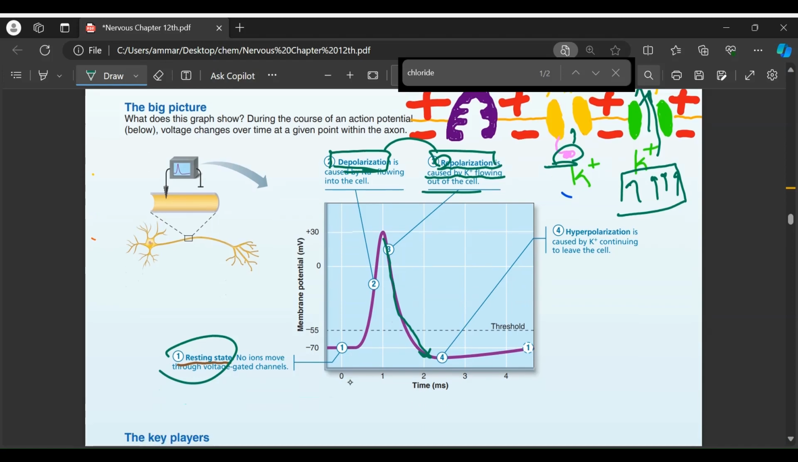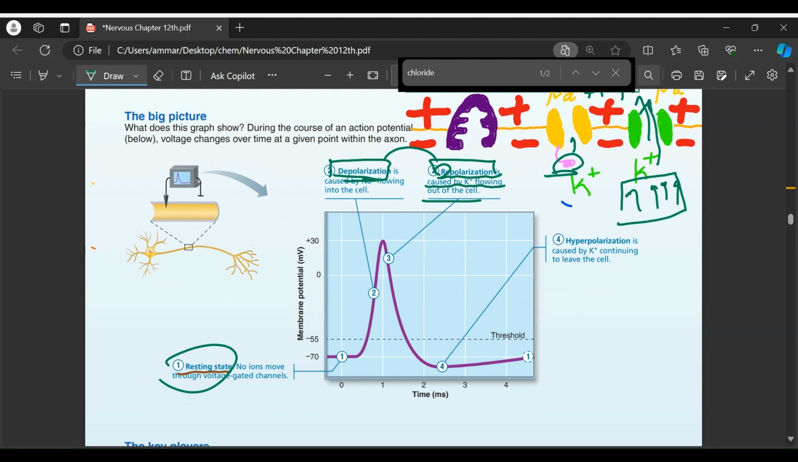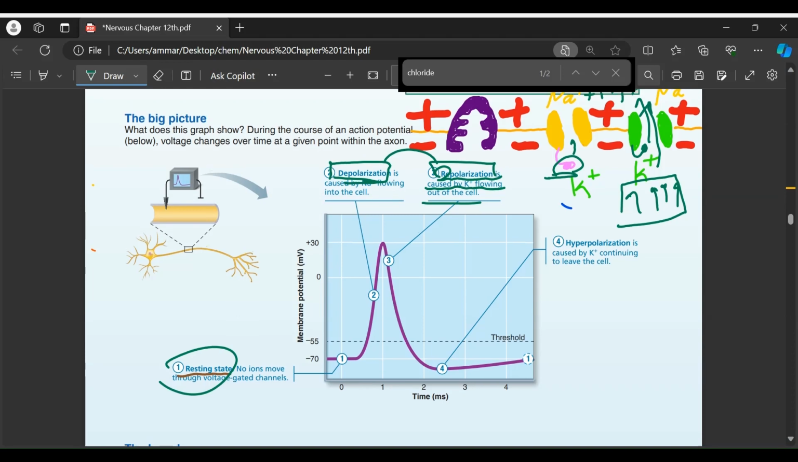Okay? But here, we don't have an inactivation gate. So we have some kind of delay, which caused a hyperpolarization, hyper. Maybe you heard of hyperglycemia or something, hyperproteinemia. Hyper means excessive. Okay, so hyperpolarization is caused by potassium ions continuing to leave the cell. Why? Because of a delay to close these gates.